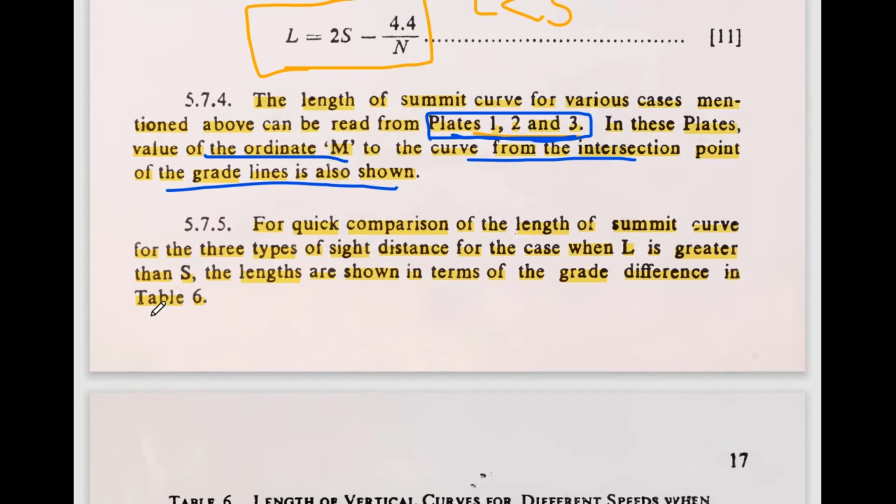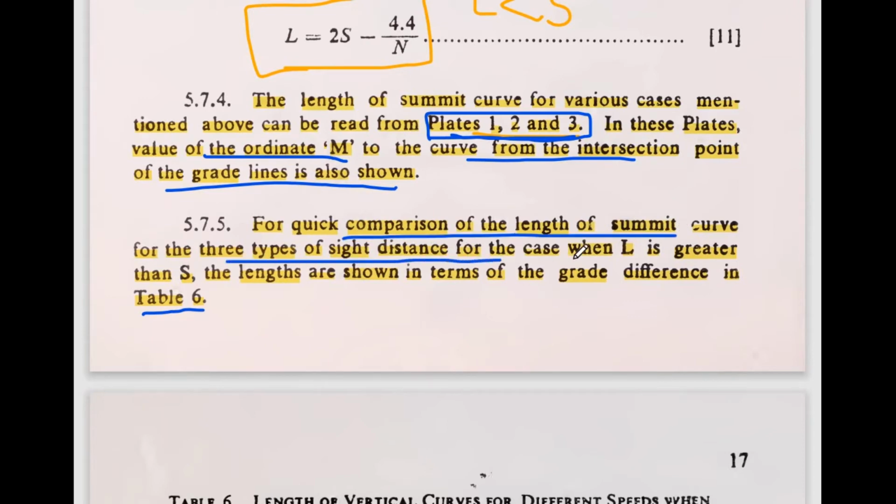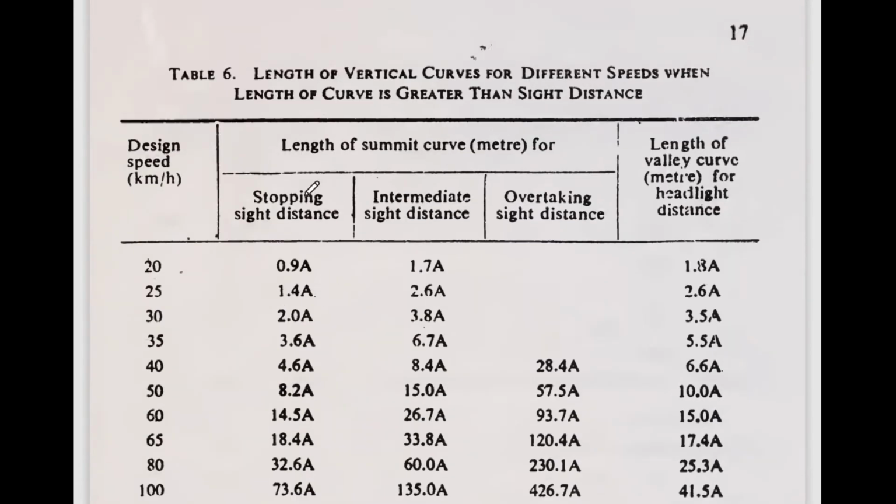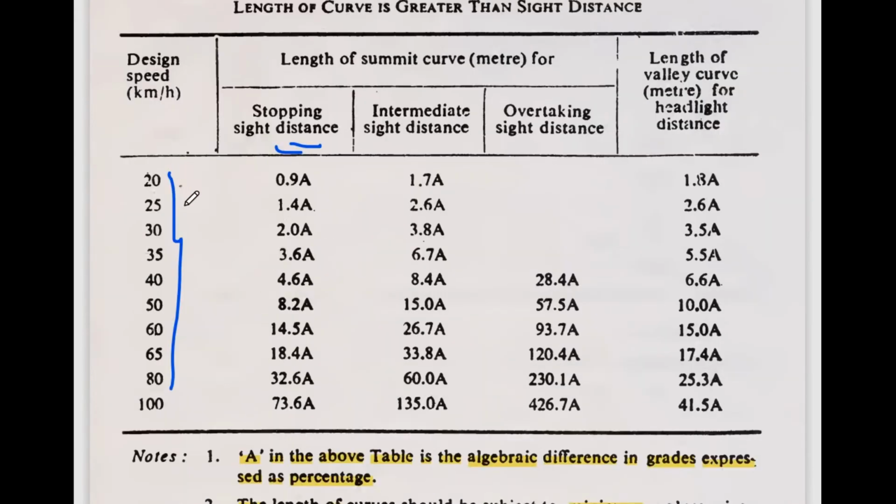So in the next para they have said that in table number 6, for a quick comparison of the length of summit curve, all three types of sight distances are given for the case L is greater than S. So here is table number 6, for L greater than S. Here, for different design speeds and different lengths of summit curve, that is for the stopping sight distance, for intermediate sight distance, as well as for overtaking sight distance.